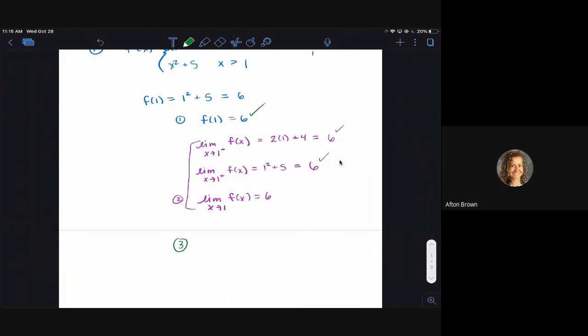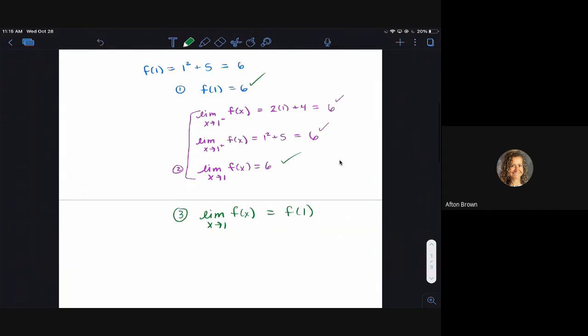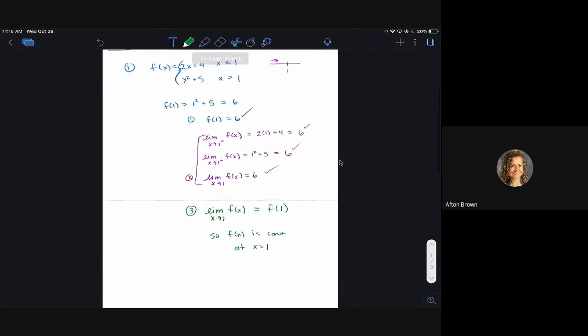Well, yeah, this one equals 6 and this one equals 6. We have to state the obvious. You have to just put them equal to each other. So we're saying, okay, yeah, the limit as x goes to 1 of the function did equal the function at 1. Then don't forget to answer the question. So we answer the question by saying, so f of x is continuous at x equals 1. And that is the work that I would want to see for part A.